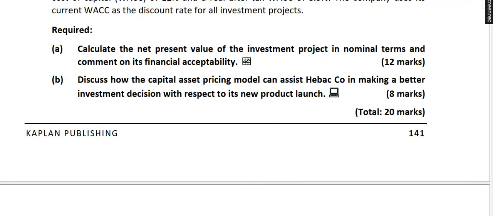So the question says, required: (a) calculate the net present value of the investment project in nominal terms and comment on its financial acceptability. (b) Discuss how the capital asset pricing model can assist Hebert company in making better investment decisions with respect to its new product launch.